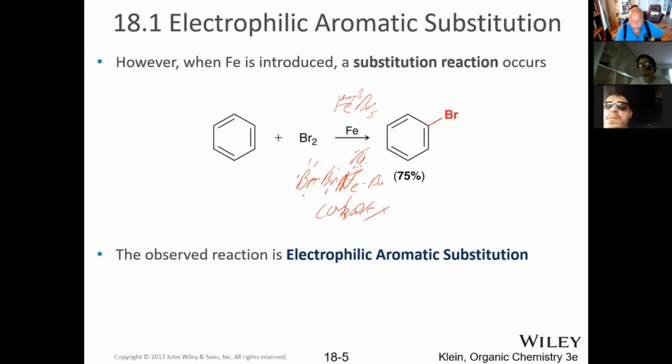Okay, and because this drags electrons towards the iron on these other things, this gets a slightly positive, a partial positive, and then the partial negative on that end. And so basically this partially positive thing will attract to this electron pair there and kind of get in there to form the bromine in the end product. So essentially this is called electrophilic aromatic substitution.